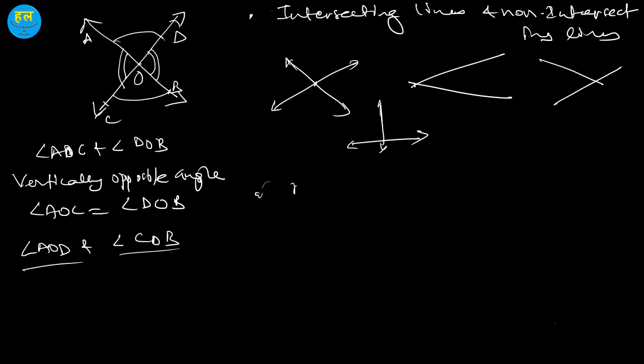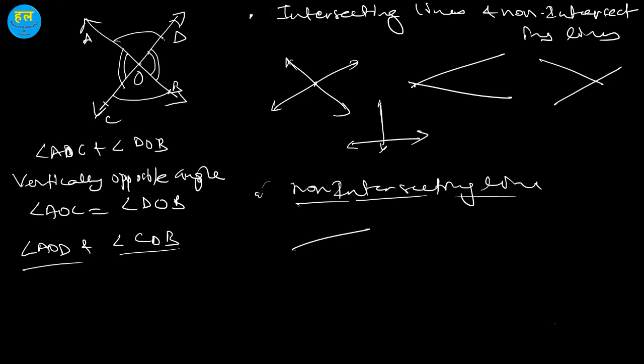Okay, second, non-intersecting lines. When two lines do not intersect with each other, like this, they are called non-intersecting lines. But if you extend them indefinitely, they will intersect at some point. They are called non-intersecting lines but with a condition that they will not be extended.